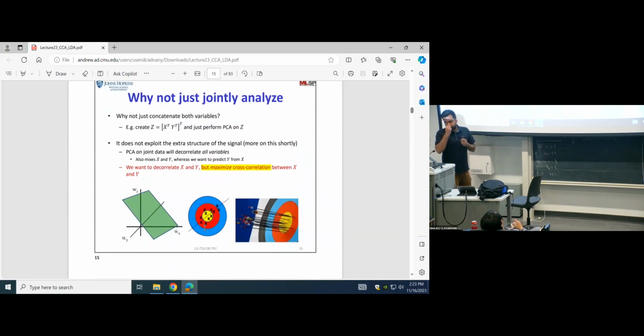So some of you might think, why not just jointly analyze, right? Like, let's just combine the x and the y together and just do PCA on that. But PCA, what it does is it will decorrelate all the variables. We don't want that. We want to find the cross correlation between x and y. So picture x is one cluster, y is one cluster, and you want to find the strength between the two. Because everything is correlated in some way. Even if it's a weak correlation, what is the correlation between both x and y?